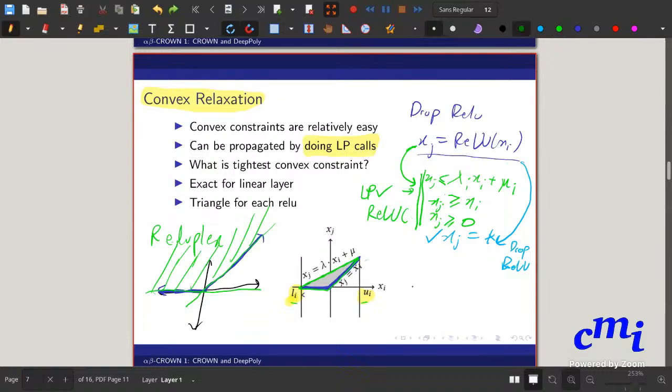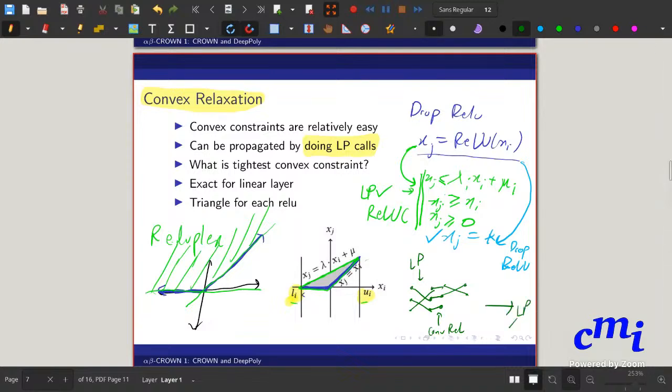So for your whole network, you'll have ReLU layers here, and then linear layers here, and so on, right? So you encode the linear layers into your LP formulation. You convert this ReLU into your convex relaxation, which is again just an LP problem. And then you take an AND of all of these things, and then you send it to an LP solver. And if the LP solver says safe, you're done, right?